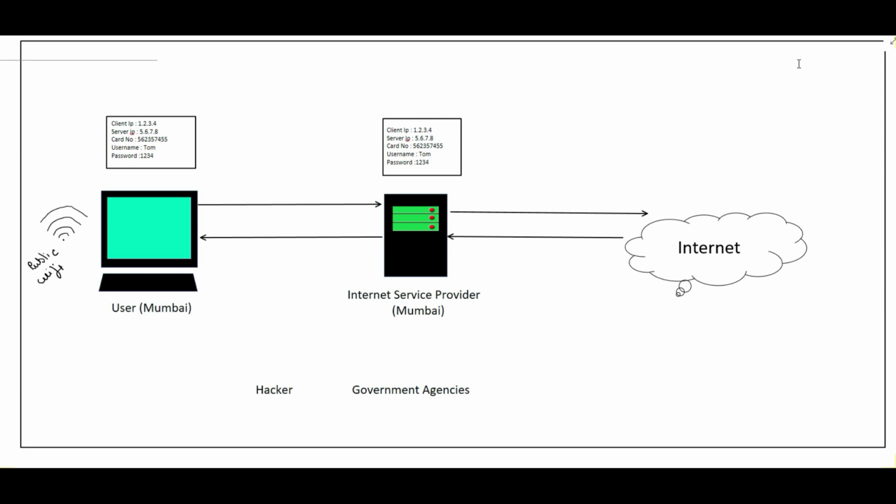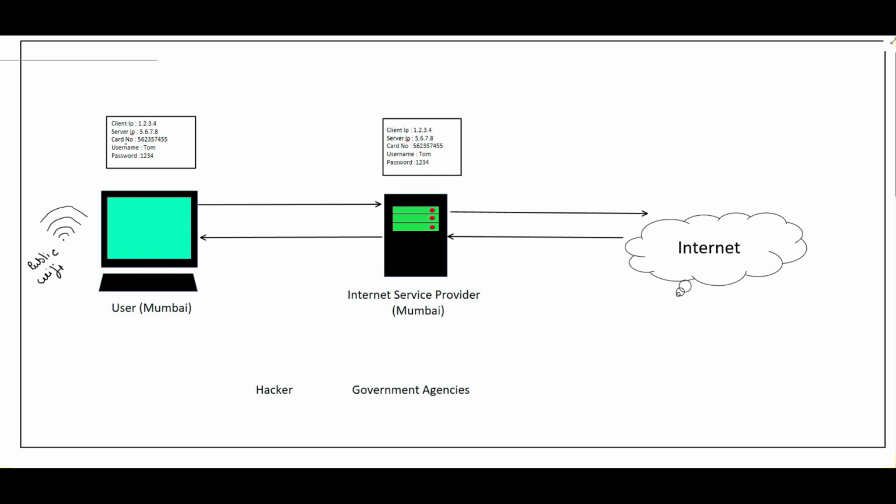So today we'll talk about what is VPN and how it works. Look, before understanding the VPN, let's understand one use case. Suppose there is a user in Mumbai trying to make a payment on Amazon.com, and he is connected through public Wi-Fi and doing the payment for Amazon.